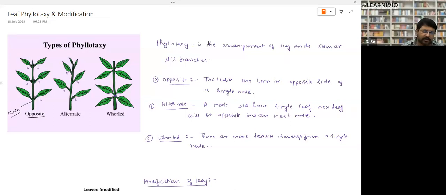Then alternate. A node will have a single leaf, and the next leaf will be on the opposite side, but at the next node, not on the same node. This is called alternate. Then from the same node, multiple leaves, three or more leaves develop at the single node. That is called whorled phyllotaxy.